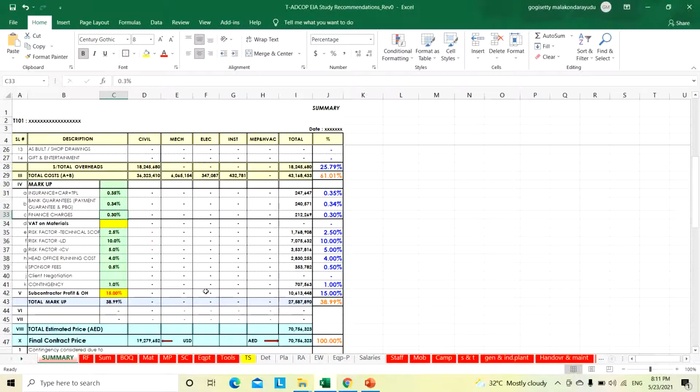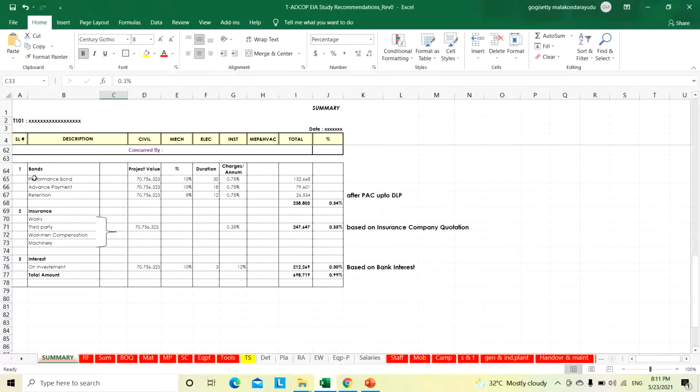Like that we need to consider these bonds, insurances and interest costs.